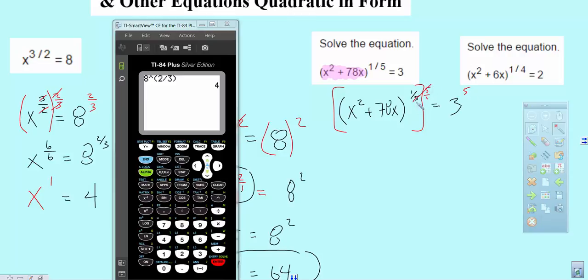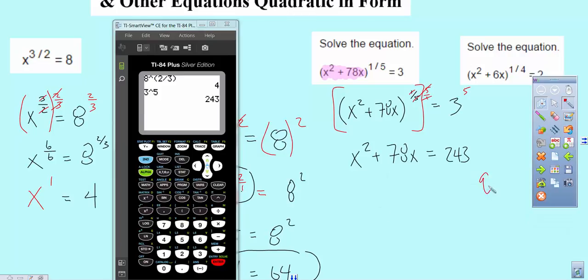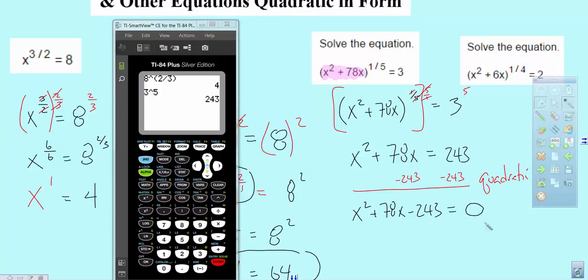So on this side, the 5's cancel, the 1's cancel, and that leaves me with x squared plus 78x equals, pull my calculator out, 3 to the 5th power, 243. At this point, I'm hoping that what you're seeing is a quadratic, an x squared, and you know that in order to solve a quadratic, you must move everything to one side.